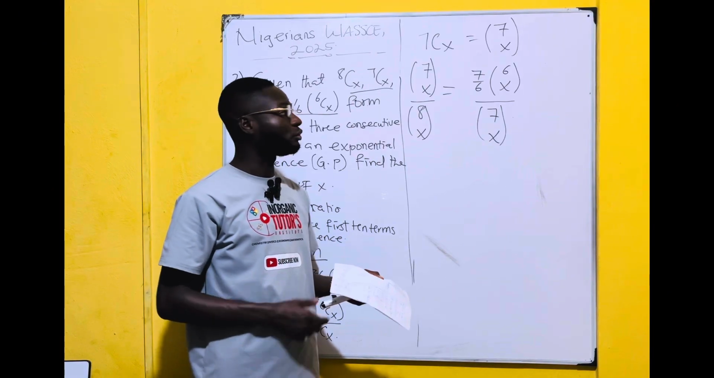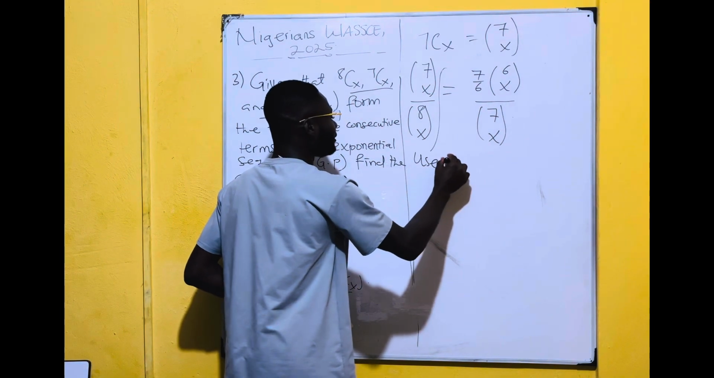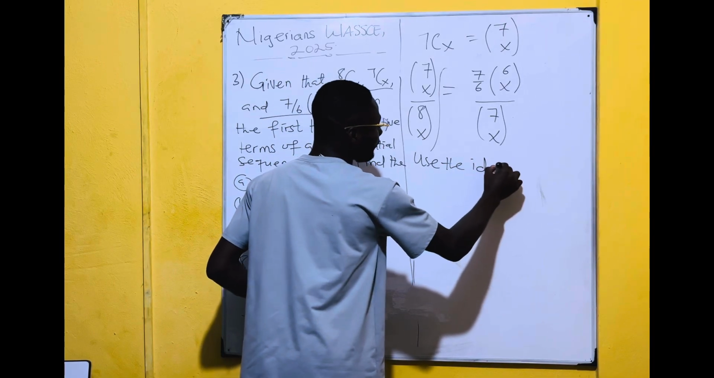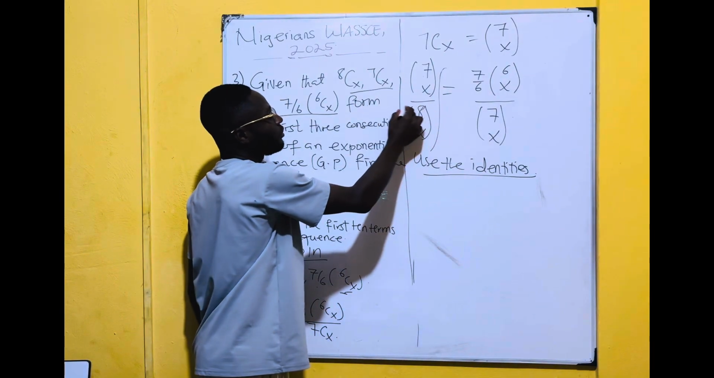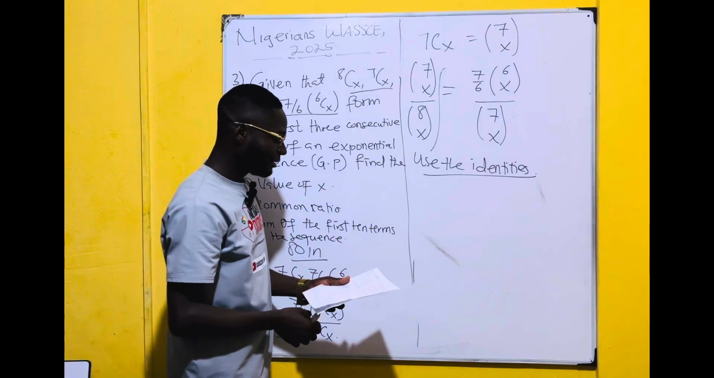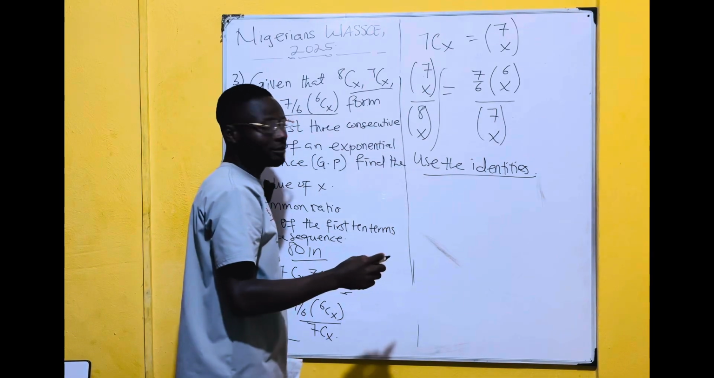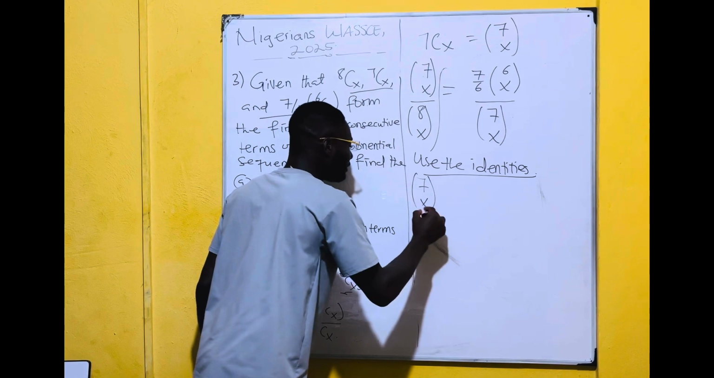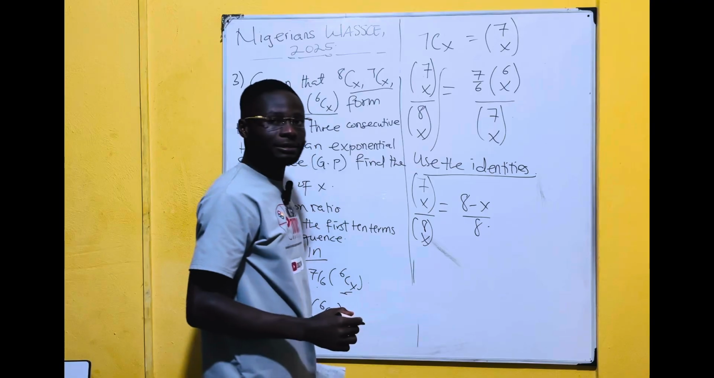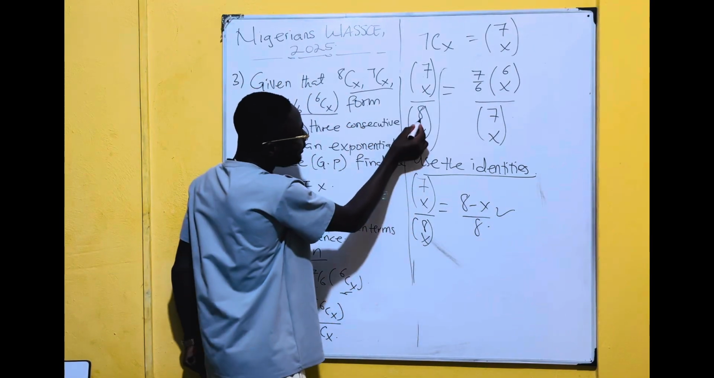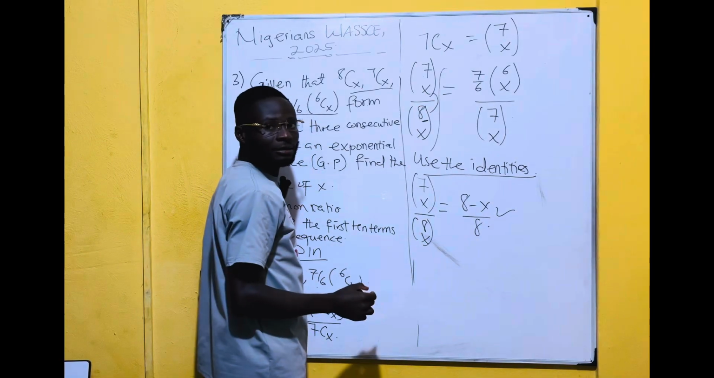This is an identity that you have to know. So using the identities, you realize that 7 combination x all over 8 combination x is the same as 8 minus x over 8, right? So we have 7 combination x divided by 8 combination x is the same as 8 minus x divided by 8. This is an identity that you have to follow. This minus this divided by this, so that is what we have here.